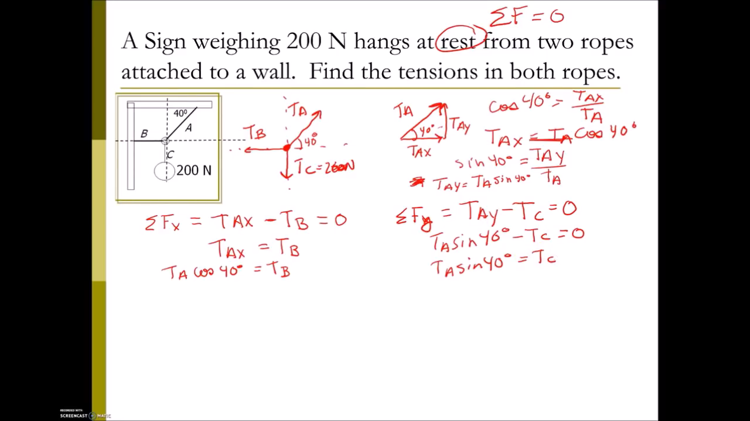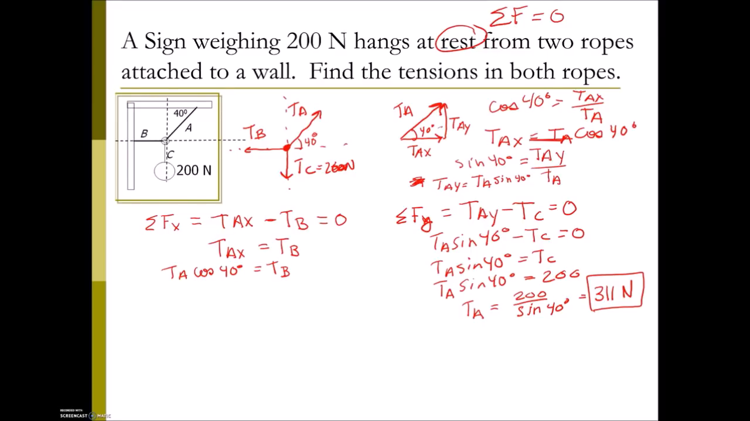Well, what do I do? Oh, I know that TC is equal to 200 newtons. So that means that TA times the sine of 40 degrees is equal to 200. And I can just do some algebra now. That means TA, the tension in rope A, is 200 divided by the sine of 40 degrees. So let's plug that in our calculator. 200 divided by the sine of 40 gives us 311 newtons. Yay, I know what TA is. TA is 311 newtons. Ooh, now that I know that TA is 311 newtons, I can find TB, correct?